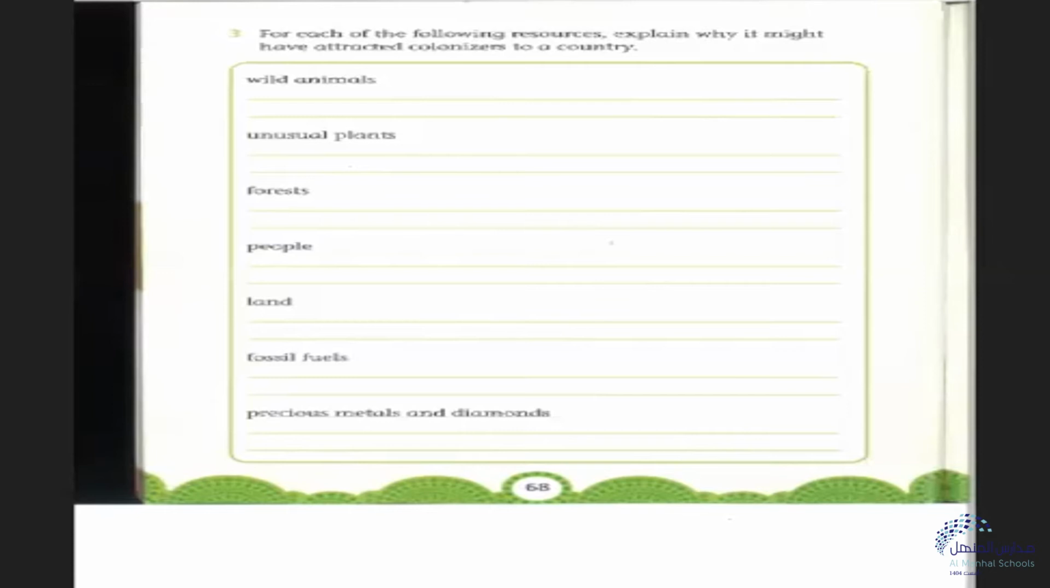The next one, you can see there's a clue, precious metals and diamonds. The reason why they were attracted to precious metals and diamonds is because they want to make money. They want to make money by finding gold, diamonds, and other precious metals.